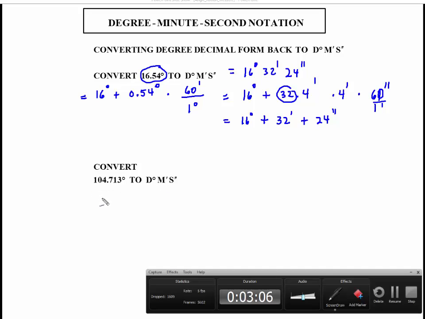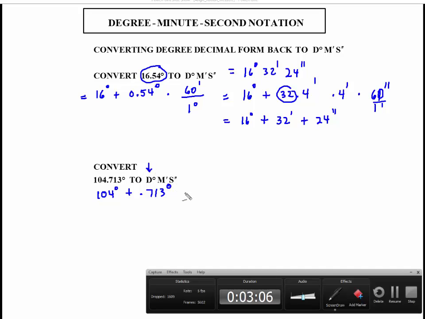And then I might try my calculator and show you how to do it on the calculator as well. Different ones have different places that they store these things, the scientific calculators. So this one would be 104 degrees plus 0.713 degrees. So this is what we want to concentrate on. So we really have our degrees right here.